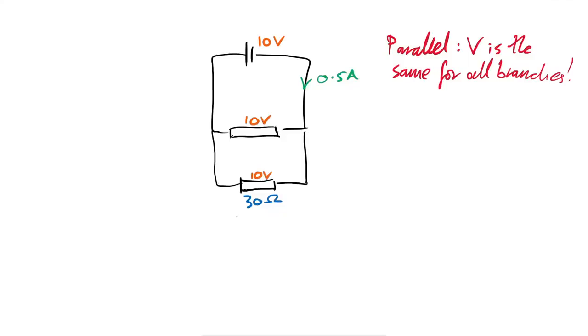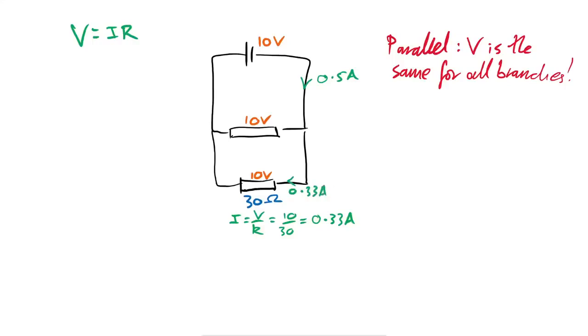We can of course find out the current. The current is going to be equal to V divided by R, rearranging Ohm's law again. So that's equal to 10 divided by 30. And that gives me, well, let's just say 0.33 amps. So now I know that there's a current of 0.33 amps going through the bottom branch.